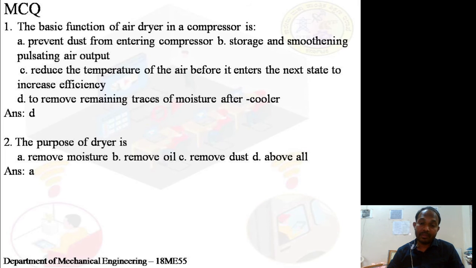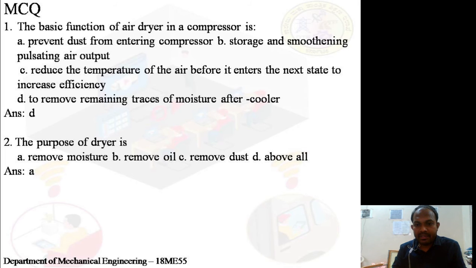Now, we may even have a doubt: this moisture mixing with the oil, how is it spoiled, because we are not using any oil in this pneumatic system. This is not a hydraulic system, this is a pneumatic system. But my dear friends, whenever there are moving parts, they have to be lubricated.